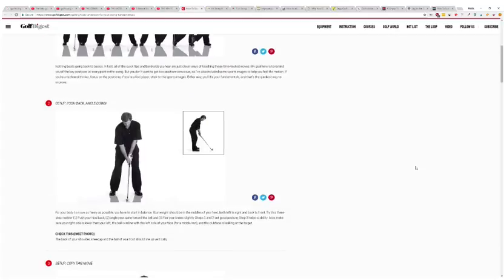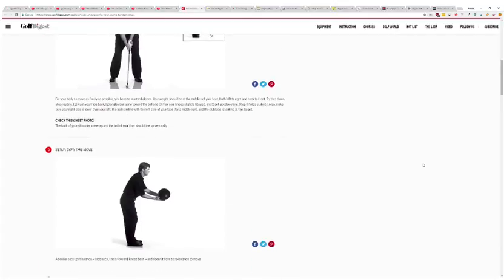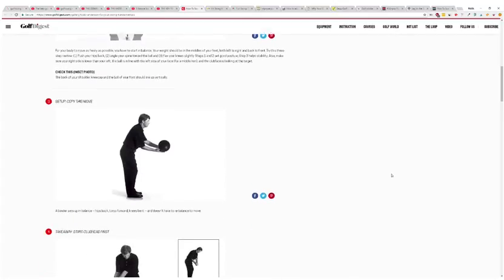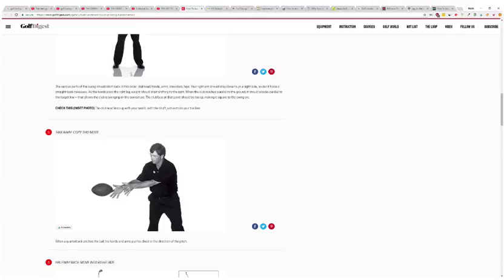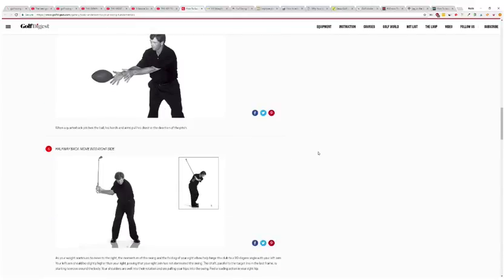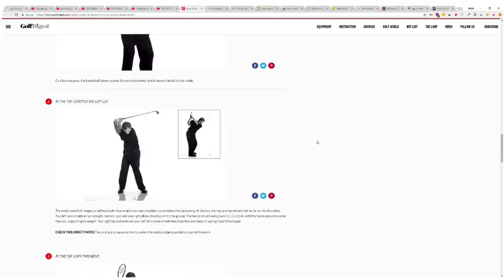How to swing a golf club. This is generic, but I do like this analogy. I've never seen this analogy between a bowling stance and a golf stance, so I might keep it just for that. I also like this, copy this analogy, which is really good.